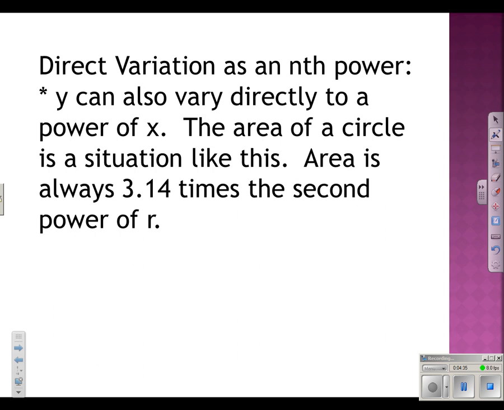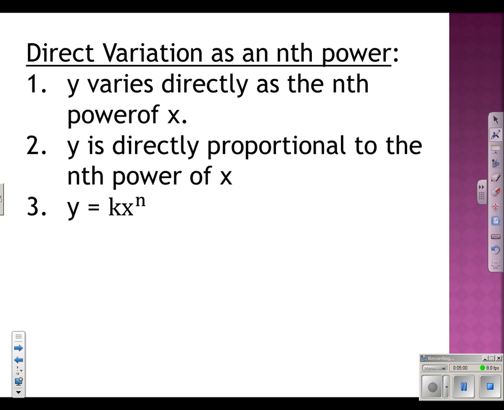Direct variation can also occur when x is raised to a power. So y can vary directly to a power of x. The area of a circle is one situation like this. We all know that the area of a circle is pi r squared. So area is always directly related to 3.14 times the second power of r.